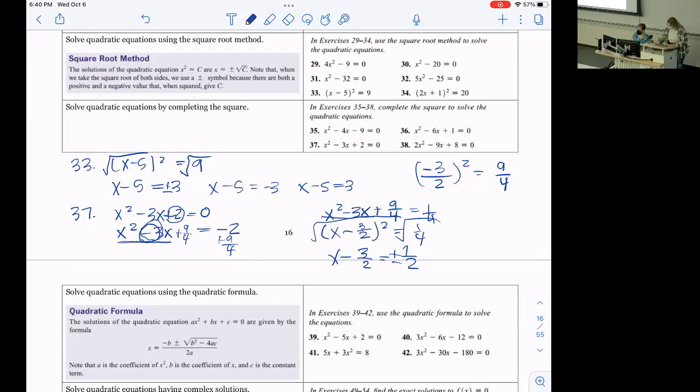Yes, so you finished doing the -3/2 plus 1/2 and then -3/2 minus? Yeah, so you'll just break this up into x minus 3/2 equals -1/2, and then x minus 3/2 equals 1/2. And then solve for x.